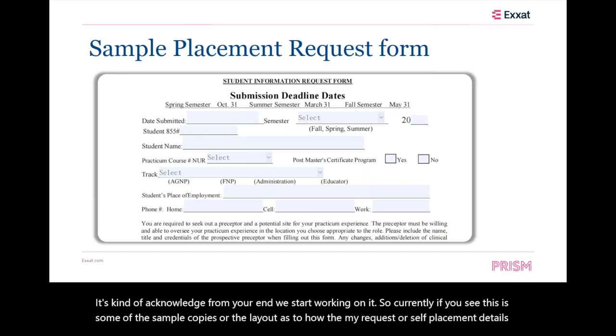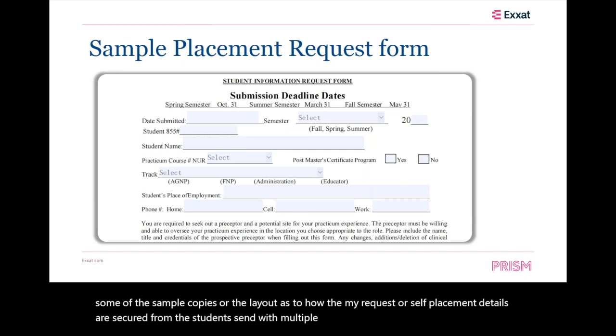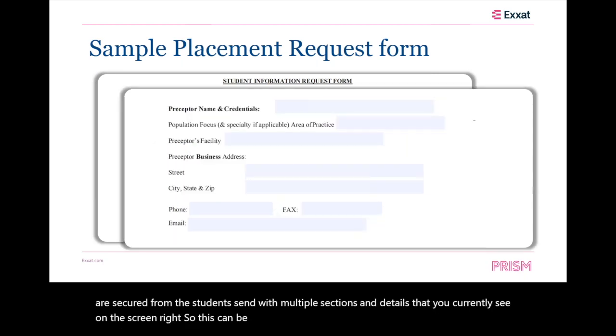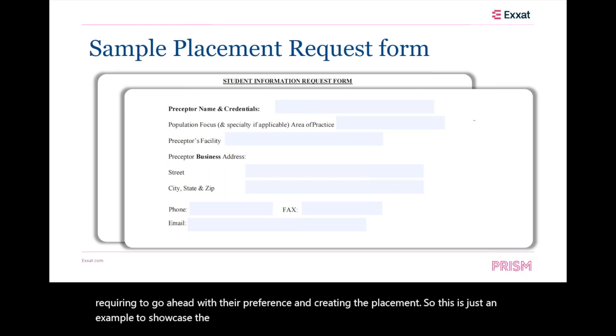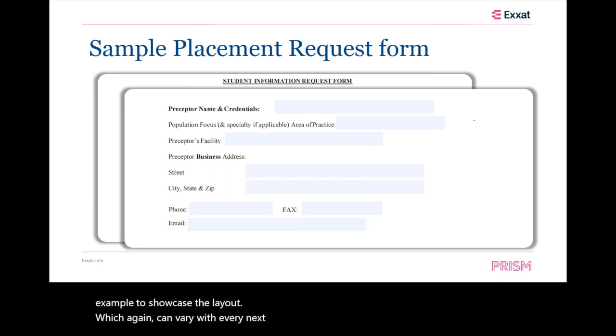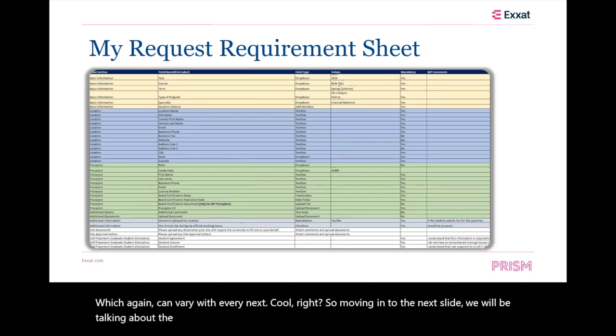secured from the student's end, with multiple sections and details that you currently see on the screen, right? So these can be a few details that you would be requiring to go ahead with their preference and creating the placement. This is just an example to showcase the layout, which again can vary with every school, right? So moving into the next slide, we'll be talking about the requirement sheet that I was referring to.